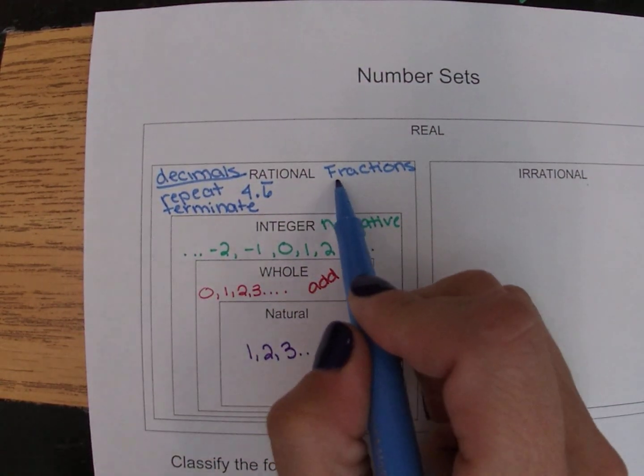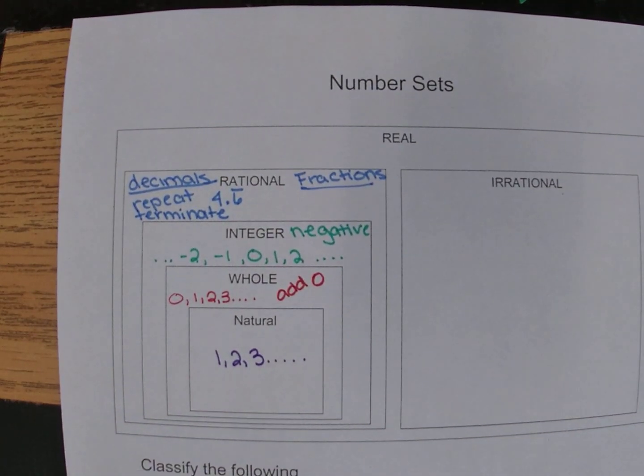And any fraction gets added here as well. So it still includes our integers, it still includes our whole numbers. Now we've just added in some fractions and decimals.